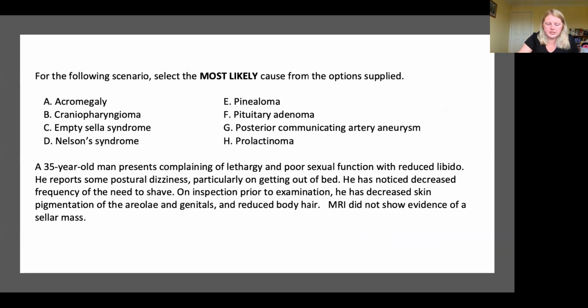All right. Just wondered if people can have a go at this one for me.